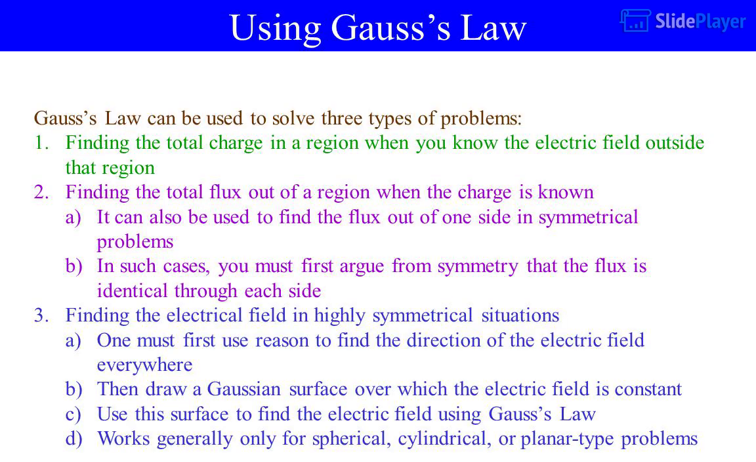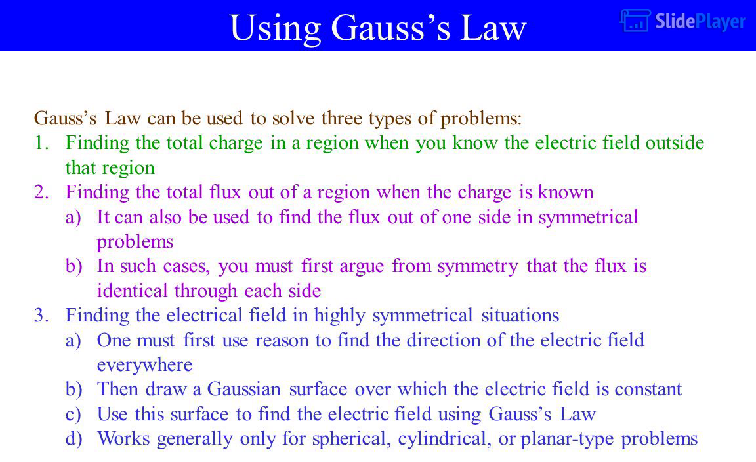Using Gauss's law. Gauss's law can be used to solve three types of problems. Finding the total charge in a region when you know the electric field outside that region. Finding the total flux out of a region when the charge is known. It can also be used to find the flux out of one side in symmetrical problems.